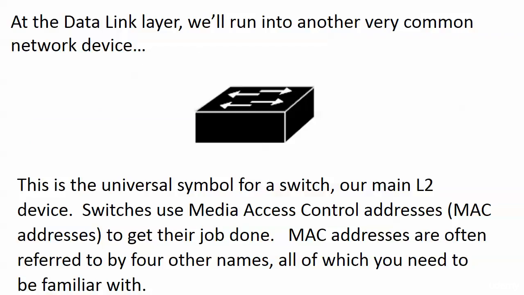Moving down one more layer, at the data link layer, we will run into another very common network device that you should recognize on site. This being a 3D box with 4 arrows on top, and this is the universal symbol for a switch, which is our main layer 2 device.